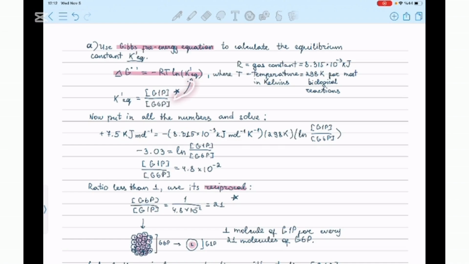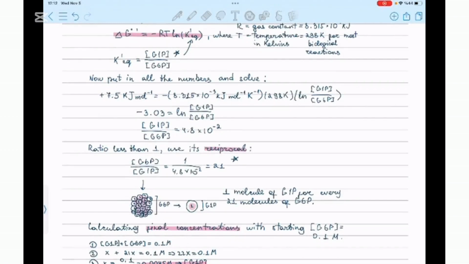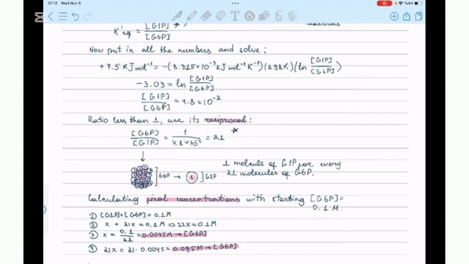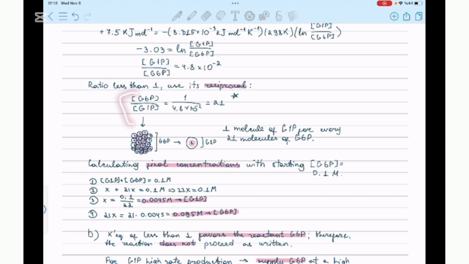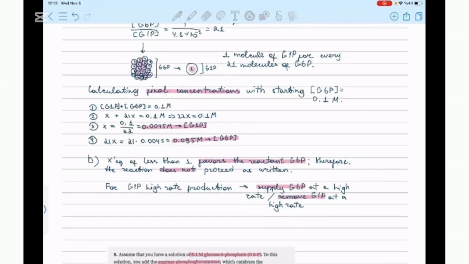So we're gonna put it in here and then solve by putting in all the numbers. This is the solving part, and we get this equation, but because the ratio is less than 1, it's better to use its reciprocal. So we get this equation, which means that 1 molecule of G1P is needed for every 21 molecules of G6P. So then we're going to be calculating the final concentrations with starting concentration of 0.1.